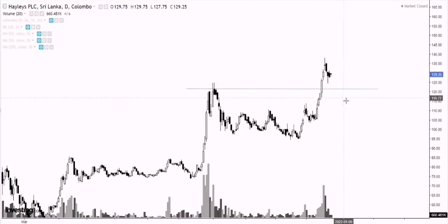So as long as prices continue to close above 121.50, that is a good sign for the buyers, and you obviously have a stop level in mind, so you know where your risk is.